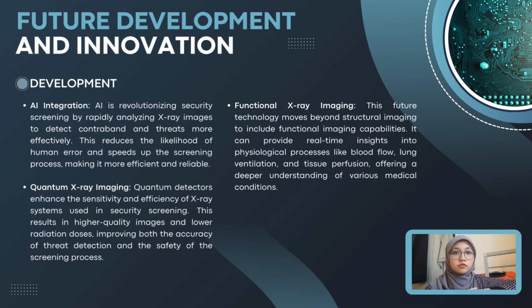which is a revolution in security screening by rapidly analyzing X-ray images to detect contraband and threats more effectively. It also reduces the likelihood of human error and speeds up the screening process, making it more efficient and reliable. The second one is quantum X-ray imaging.